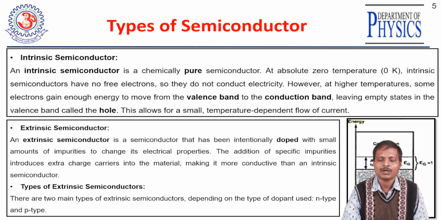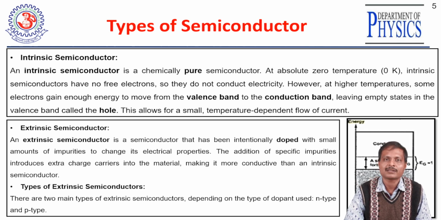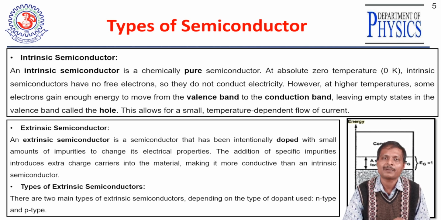So for conduction to happen, electrons need to go from the valence band to the conduction band. At 0 Kelvin, in this typical diagram, the energy levels of the valence band are completely occupied by electrons, but the conduction band is completely empty. But at higher temperature, what will happen? Some of the electrons will go from the valence band to the conduction band. As a result, some current will flow, and this current depends on the temperature of the material.